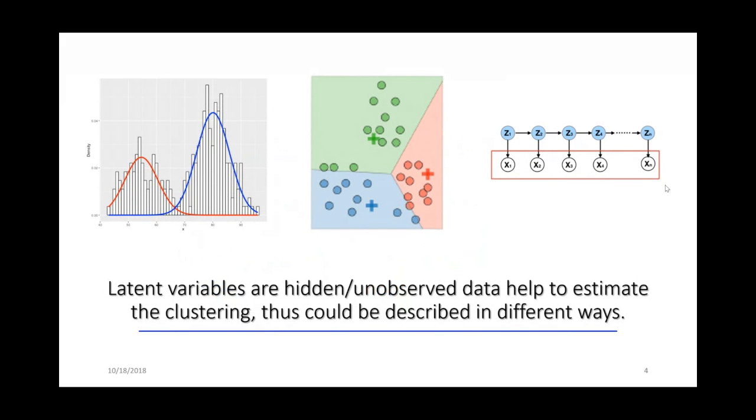And here, we raise another very important concept, which is latent variables. Here I give the definition of the latent variables. Latent variables are the hidden or unobserved data that help to estimate the clusters. Thus they could be described in different ways. And here, as you can see, these three pictures show three very important, famous, or popular models.